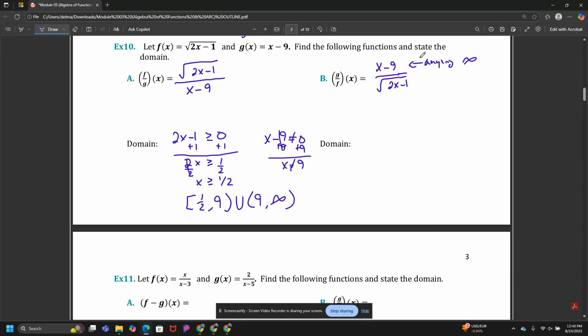So there's no step there, but we still have to know that the bottom has to be greater than 0, right? Because this cannot be 0. Okay, so we have 2x minus 1 is greater than 0. We're going to solve. 2x is greater than 1, divide by 2. x has to be greater than 1/2. Okay, so that means the domain can be 1/2 to infinity.